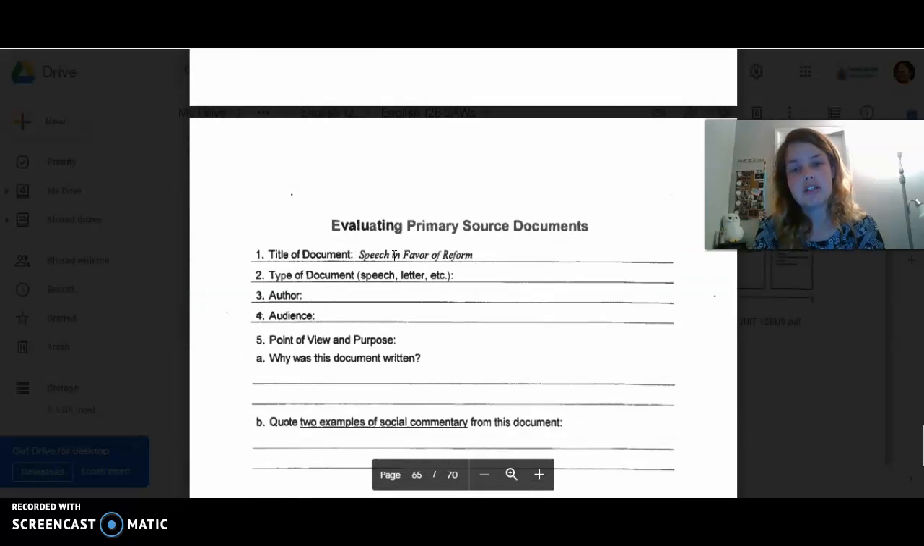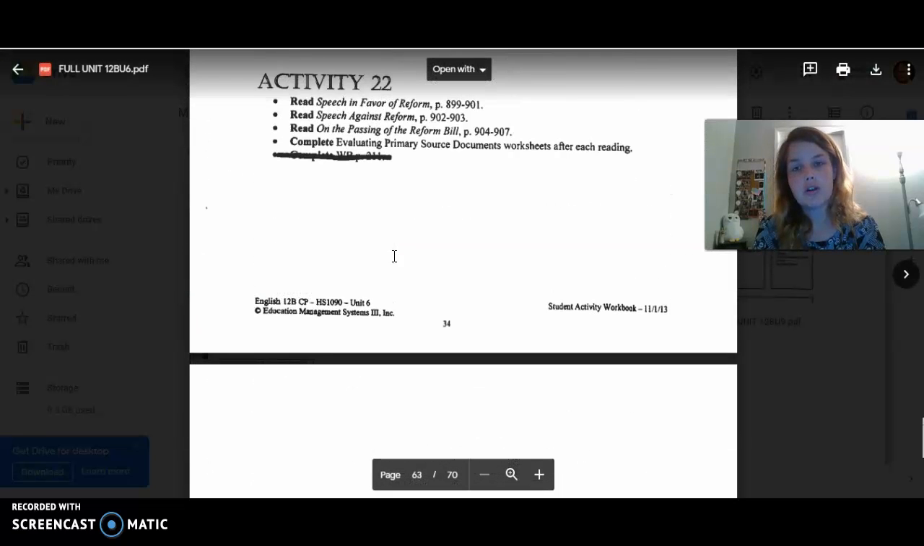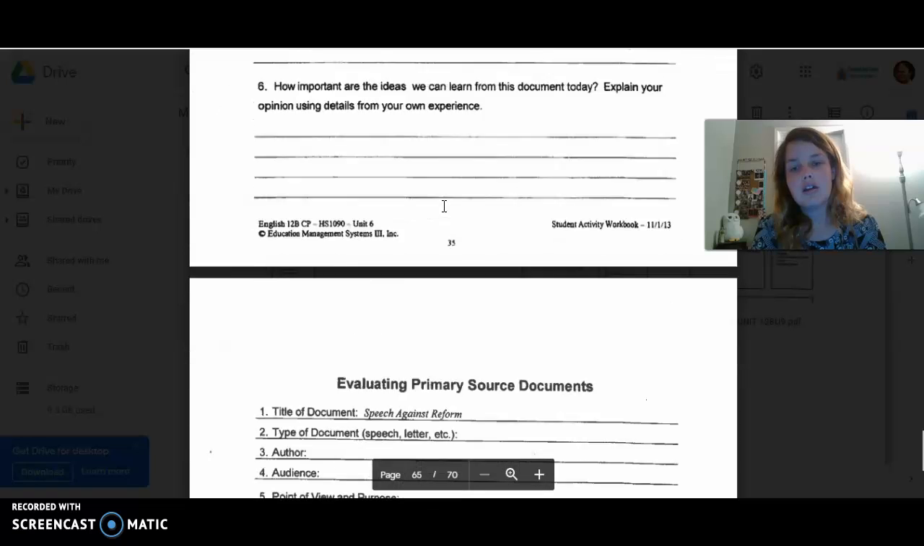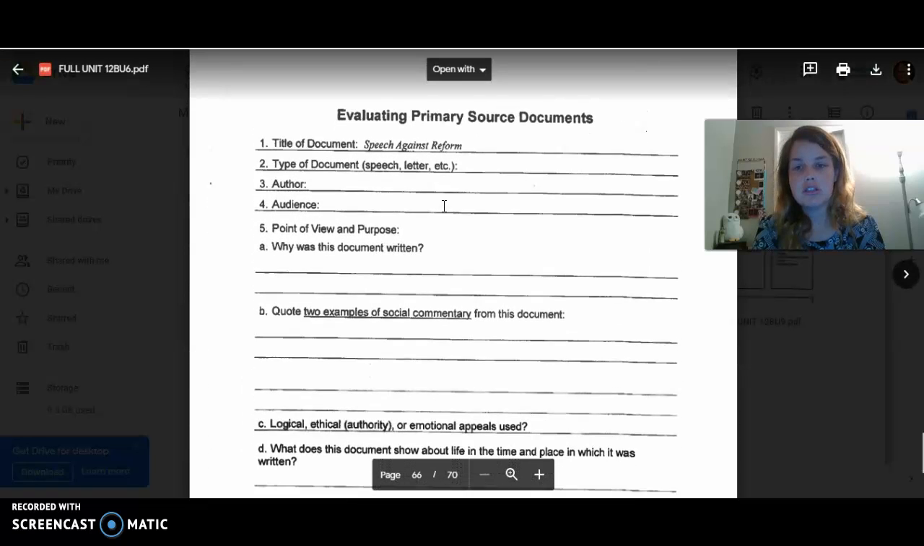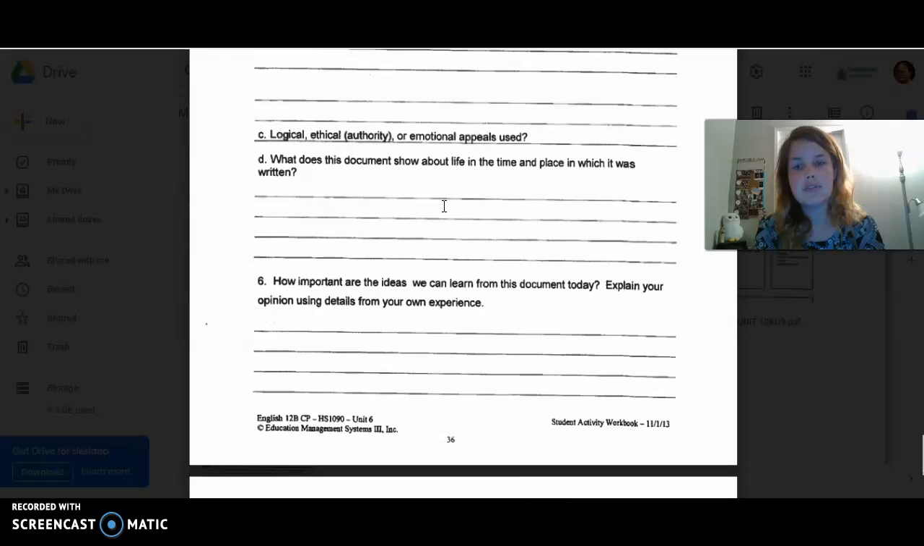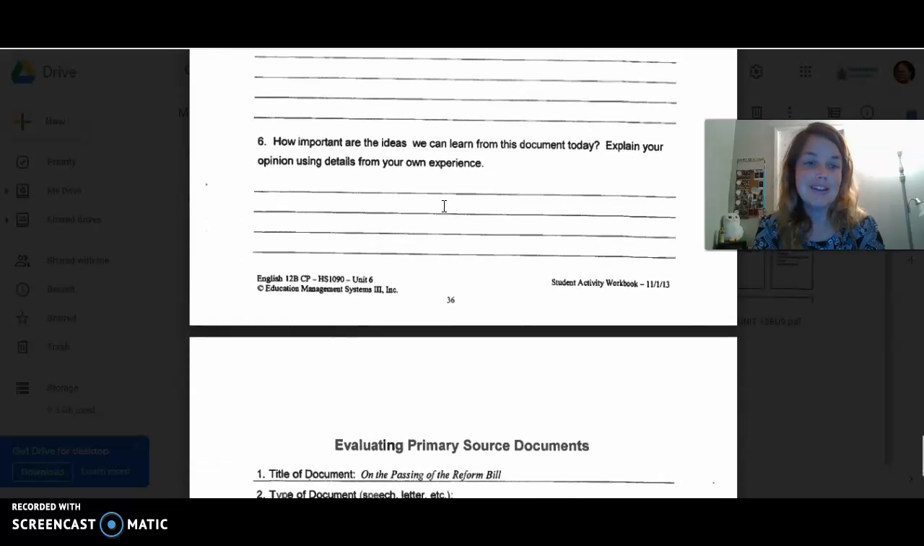Next is speech against the reform. Speech against the reform is on page 902 to 903, so it looks like it's about 2 pages max. And it's the same questions. So type of document, author, audience, all the same stuff. If you want to replay what I just said 5 seconds ago, you totally can.